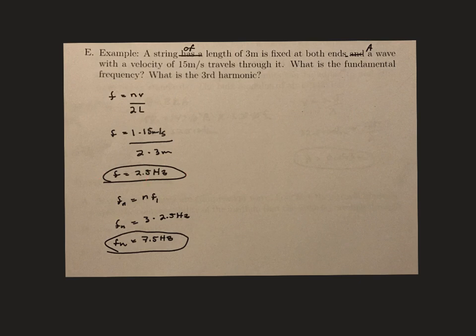Remember, all future harmonics are integer multiples of the fundamental frequency. So if we have the third harmonic, that's going to be 3 times the fundamental frequency. So 3 times 2.5, it's 7.5 hertz.